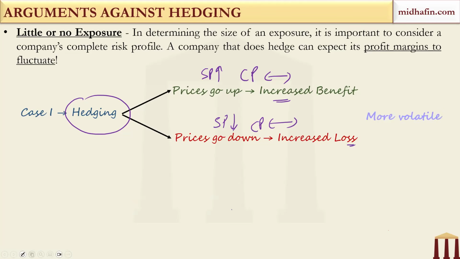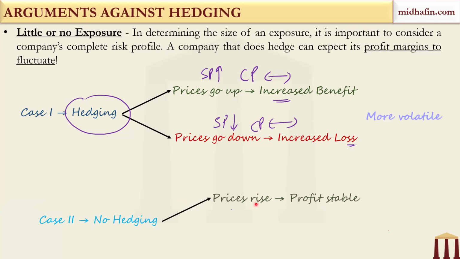Whereas if the company is not hedging, then even when prices rise, both cost as well as selling price rise, so profits are stable. If prices decrease, both cost as well as selling price decrease, and profits are stable. So is it clear why hedging can lead to more volatile profits? Is the idea clear? Okay, fine.